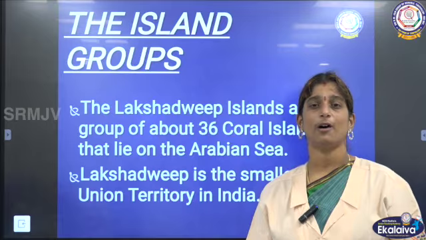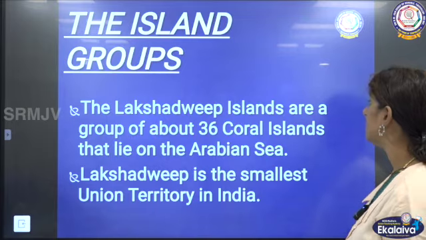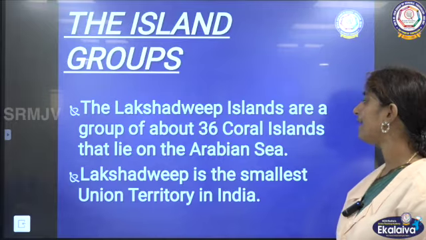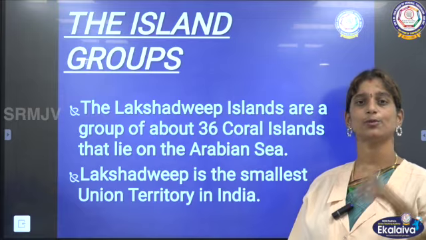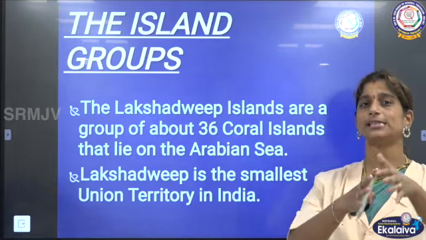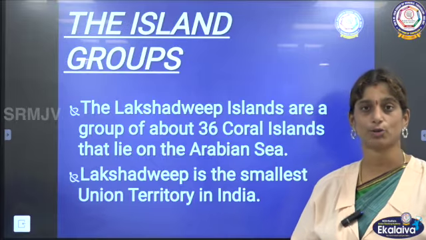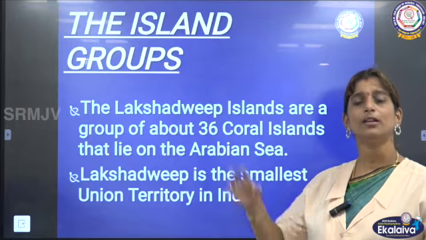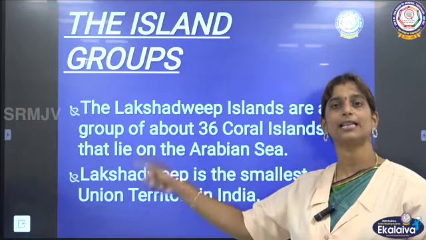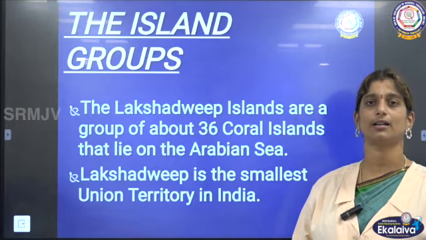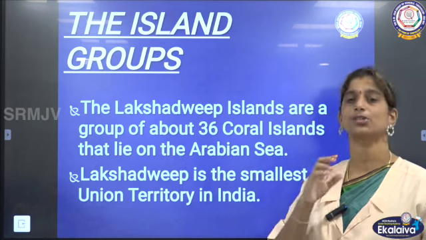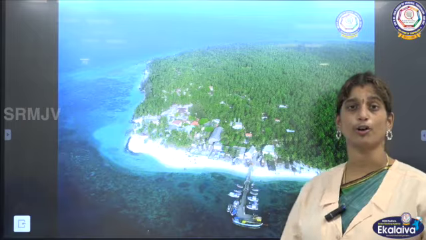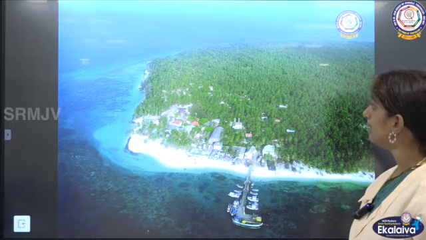Now we are going to see about the Lakshadweep Islands. They are a group of 36 coral islands that lie in the Arabian Sea, which means the western part of our country, and it is the smallest union territory in India. Andaman and Nicobar as well as Lakshadweep are union territories of our country, and Lakshadweep is the smallest. Here is a picture of the Lakshadweep Islands.